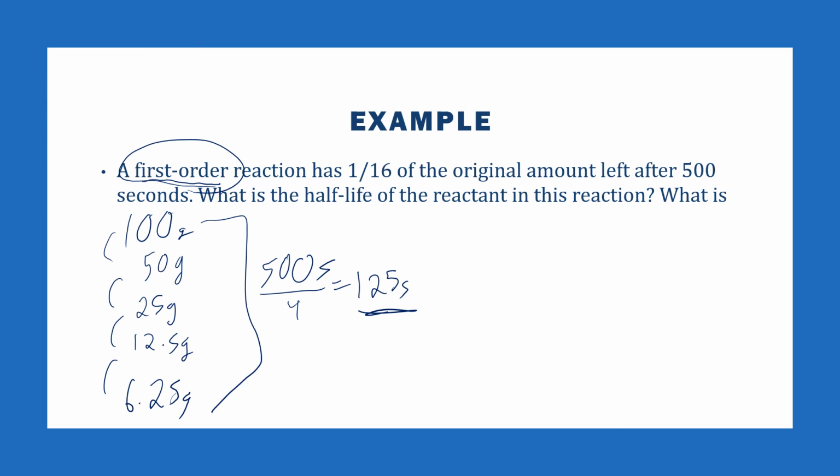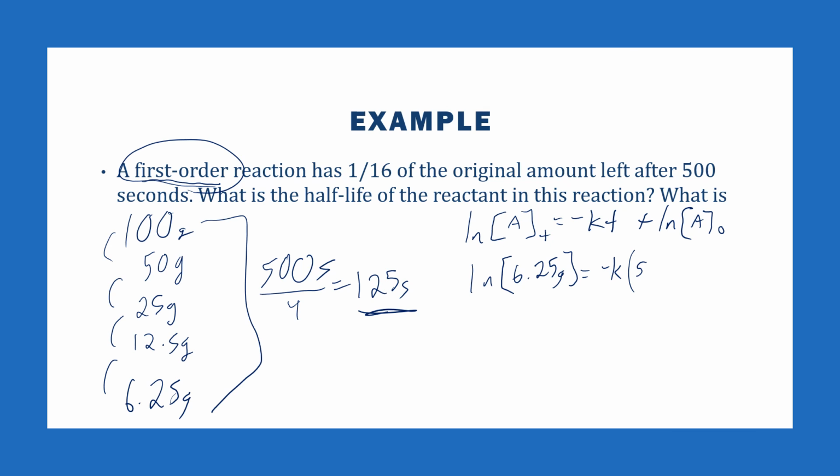Okay, now let's say the numbers aren't as nice. You can still figure this out using the integrated rate law for a first order reaction. The integrated rate law for a first order reaction is the natural log of the concentration at time t is equal to negative kT plus the natural log of the initial concentration. So I know that my final amount was 6.25 grams, and I need to find the K after those 500 seconds have passed. And then I know my initial amount was 100.